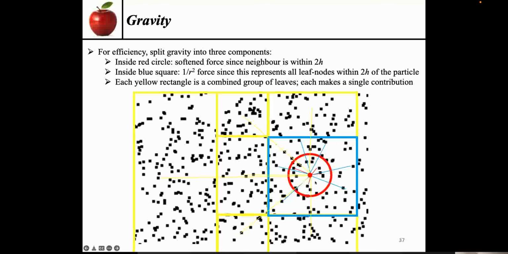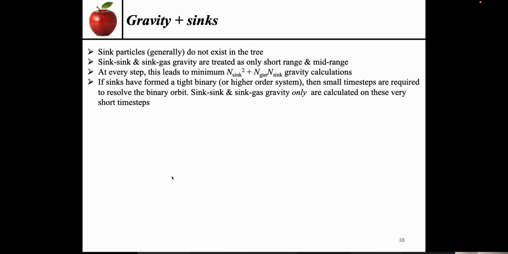Everything in this blue square, we still do a direct calculation, but it is just the 1 over r squared gravity. And for each of the yellow boxes, we basically calculate the distance to the center of mass and the total mass of the box and use that as a single calculation. So for all these green boxes, it's one calculation each, which makes things very, very efficient. Now, since sink particles feel only gravity, we do have to treat them a little bit differently.